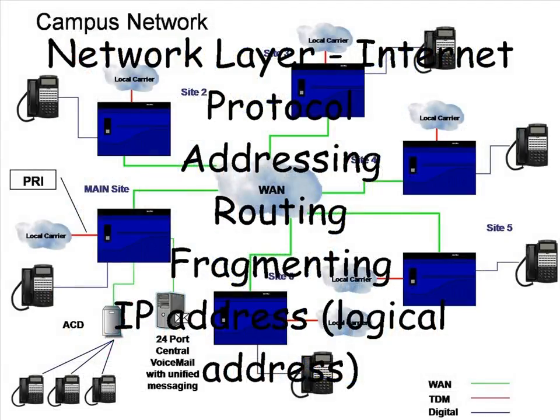The network layer provides the functional and procedural methods of transferring variable length data sequences from a source host on one network to a destination host on a different network, while maintaining the quality of service requested by the transport layer. The network layer performs network routing functions and might also perform fragmentation and reassembly and report delivery errors.